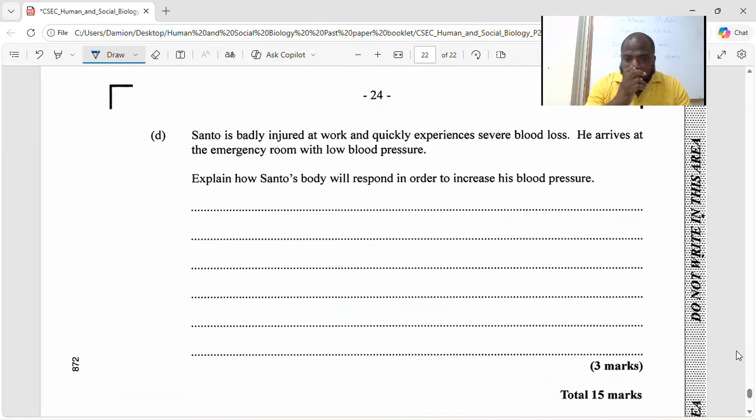Santo is badly injured at work and quickly experiences severe blood loss. He arrives at the emergency room with low blood pressure. Explain how Santo's blood will respond in order to increase his blood pressure.